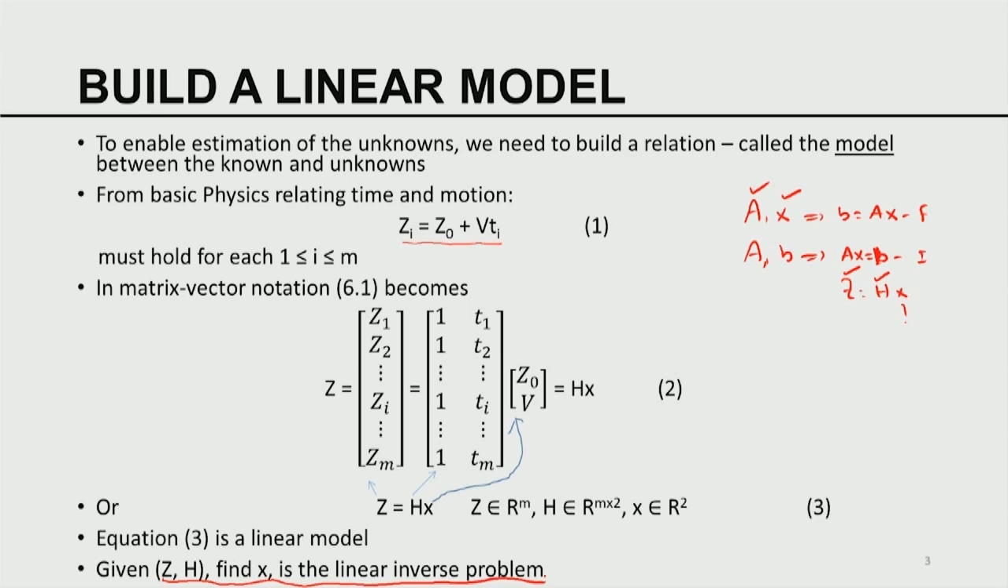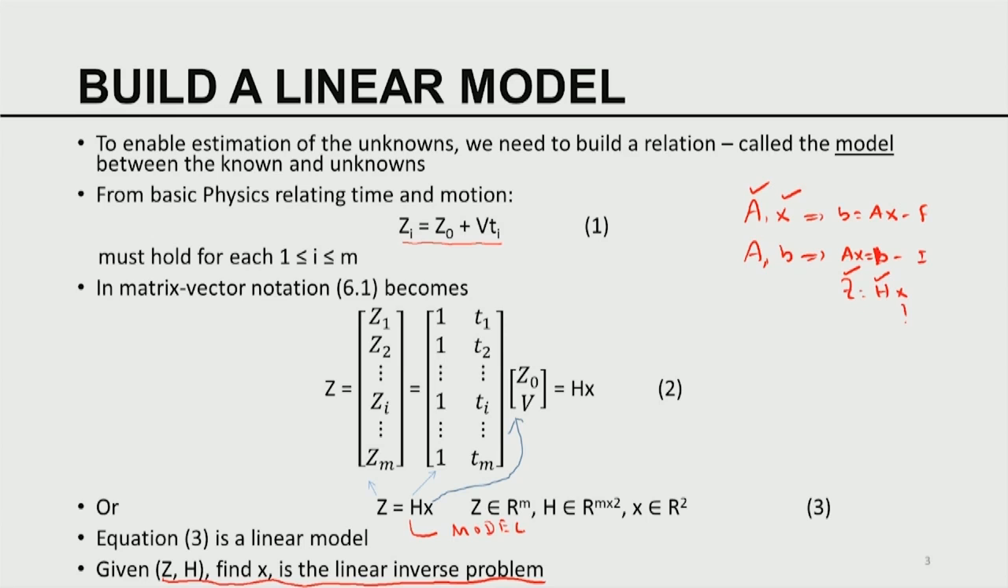The unknown is x, the unknown does not vary in time because v is constant, the position where the particle started is also a constant. So it is a static problem. The relation z is equal to hx is the model equation. This model is a static model, therefore we want to term this as static, deterministic, linear inverse problem. This is the simplest of the problem that one could formulate. So what does it tell you?